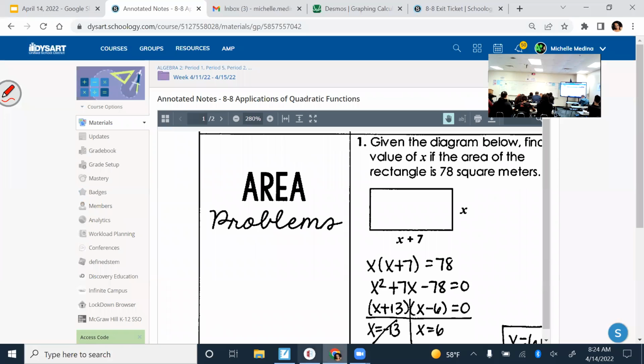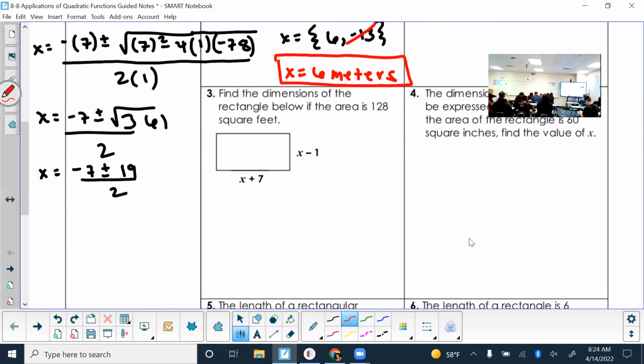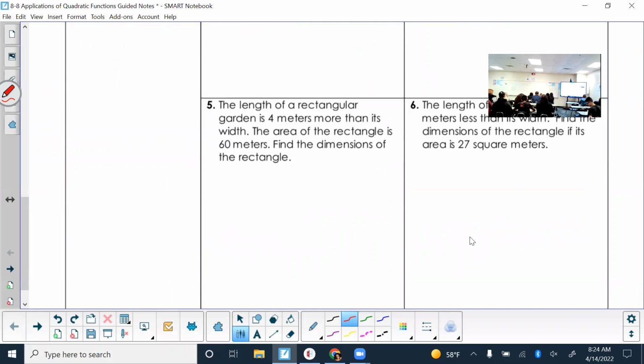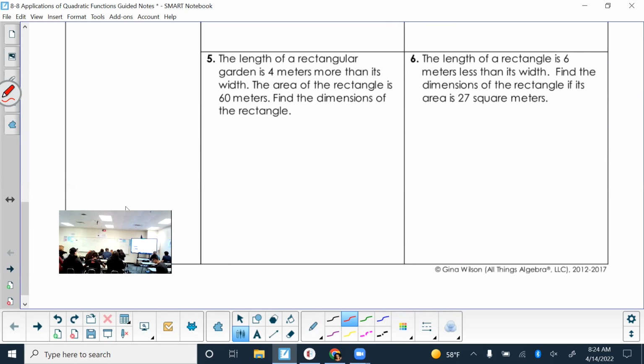Do you want to try one or do you want to see one more? Okay, let's look at 5 together and then I'll give you one to try. And this time we'll use a different method than quadratic formula.